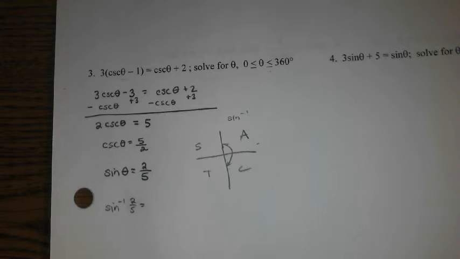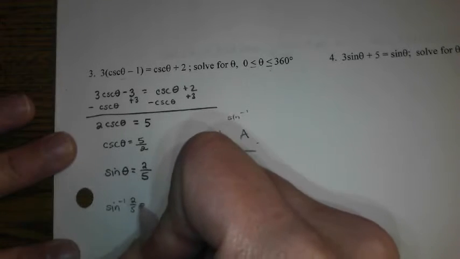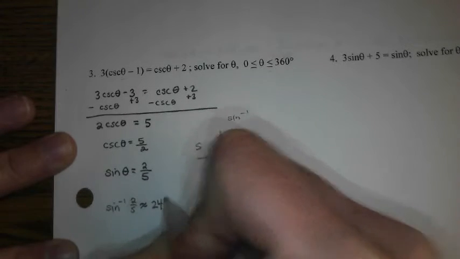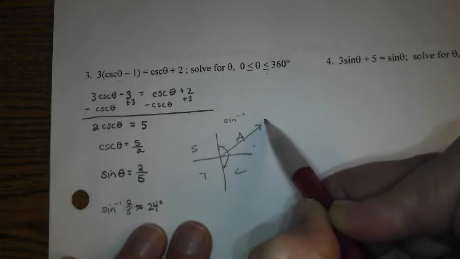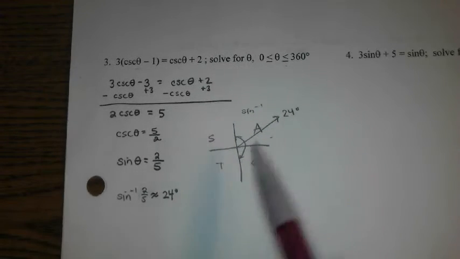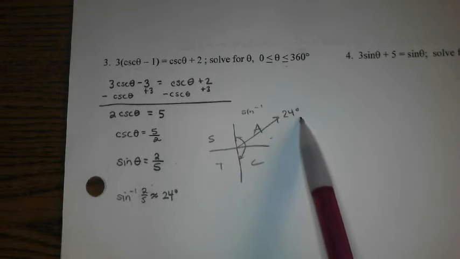.578. Just for the sake of not overcomplicating this, let's round that to the nearest degree. It'll just make it easier. So we'll say approximately 24 degrees. So they are giving us a first quadrant answer of 24 degrees. And that is true. Sine is positive in the first quadrant.